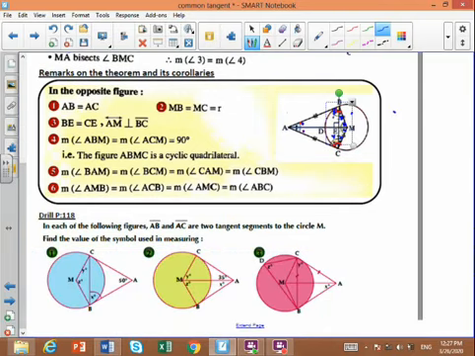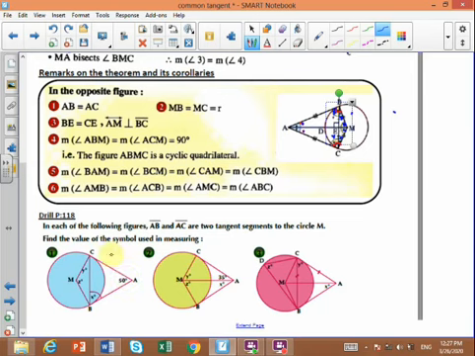Let's see this drill. In each of the following figures, AB and AC are two tangent segments to the circle M. Find the value of the symbol used for measuring. Here I have angle A 50. I want first angle X.